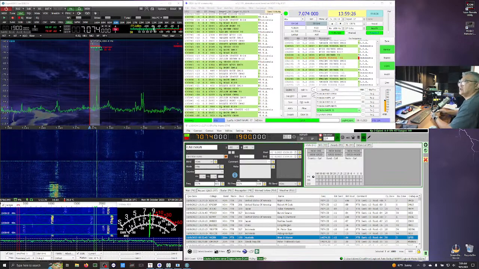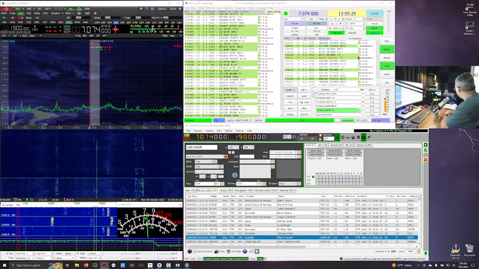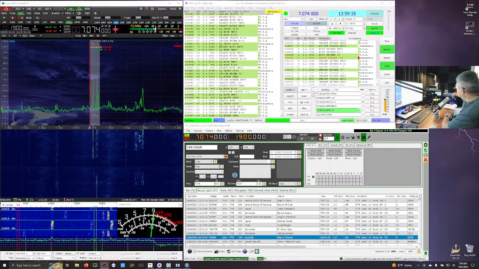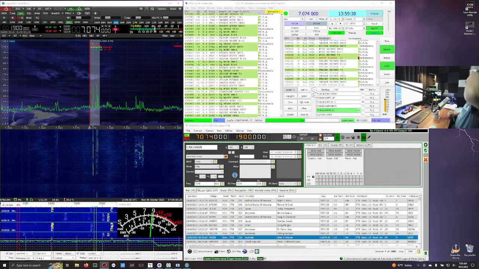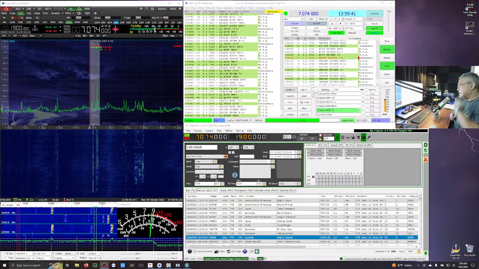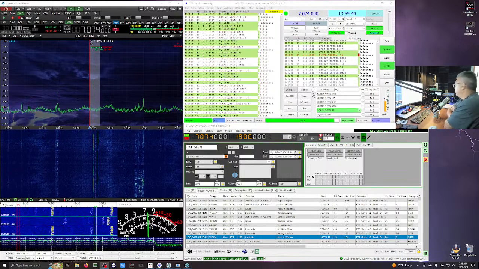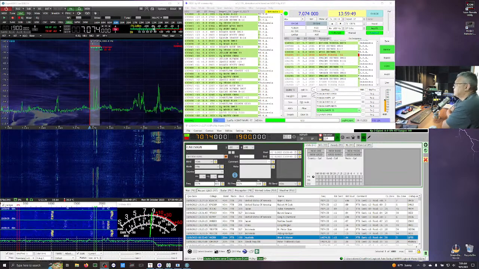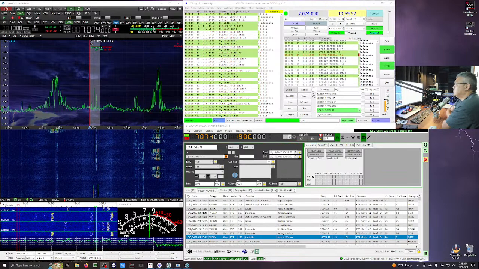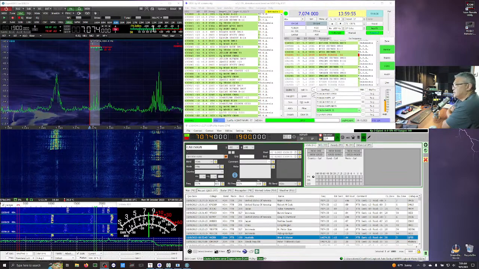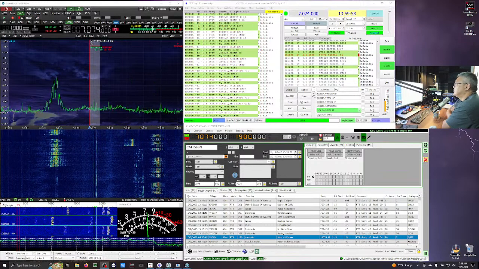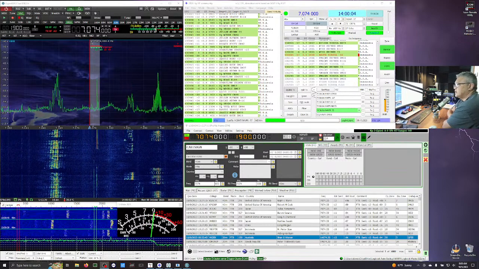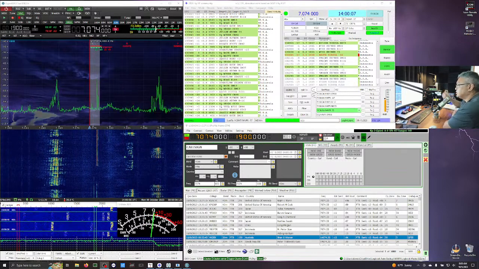So last night I tried to get the Anan running. I have the Anan 200D in the back right there. I tried to get that operating on FT8 last night. I was able to use some TCI addresses, but I couldn't quite get it to work with WSJT-X or JTDX. So my go-to radio when I'm operating digital mode is my SunSDR2 DX.